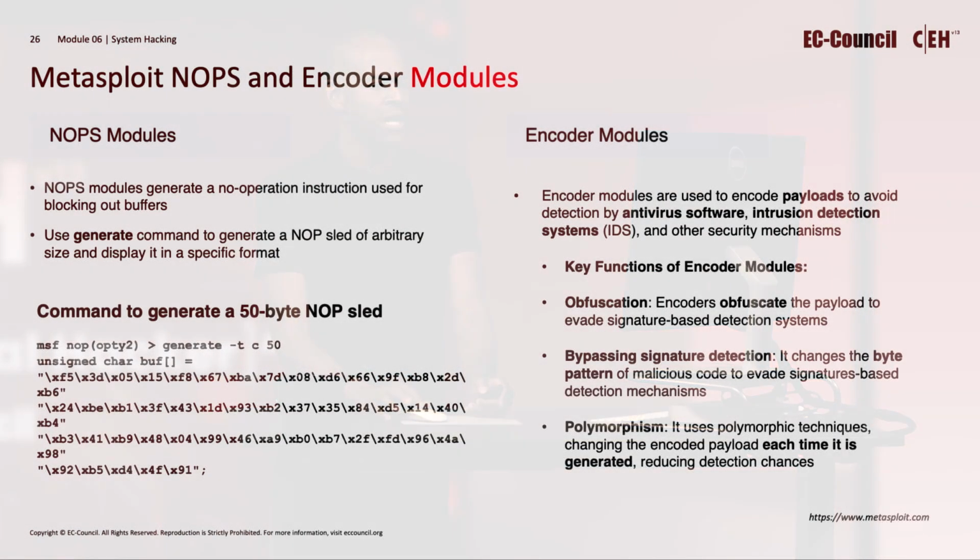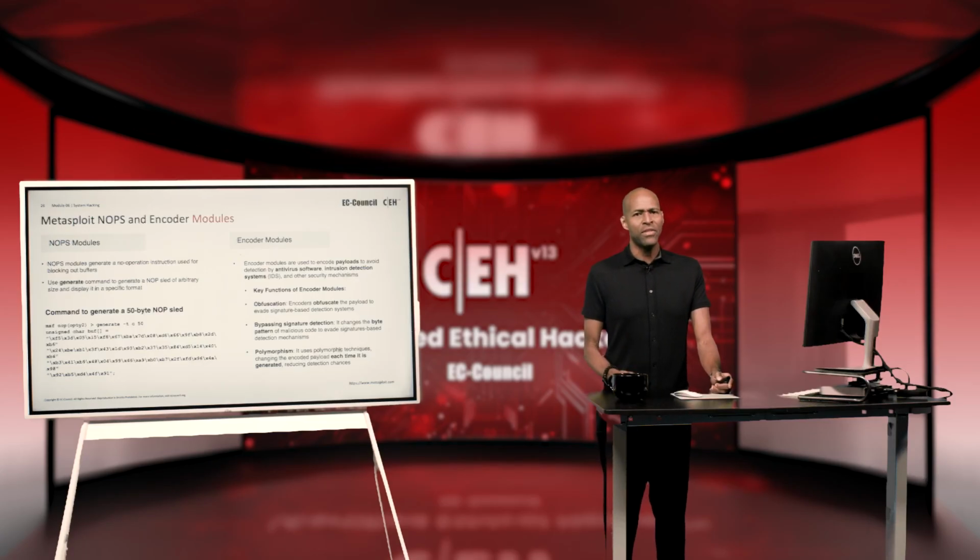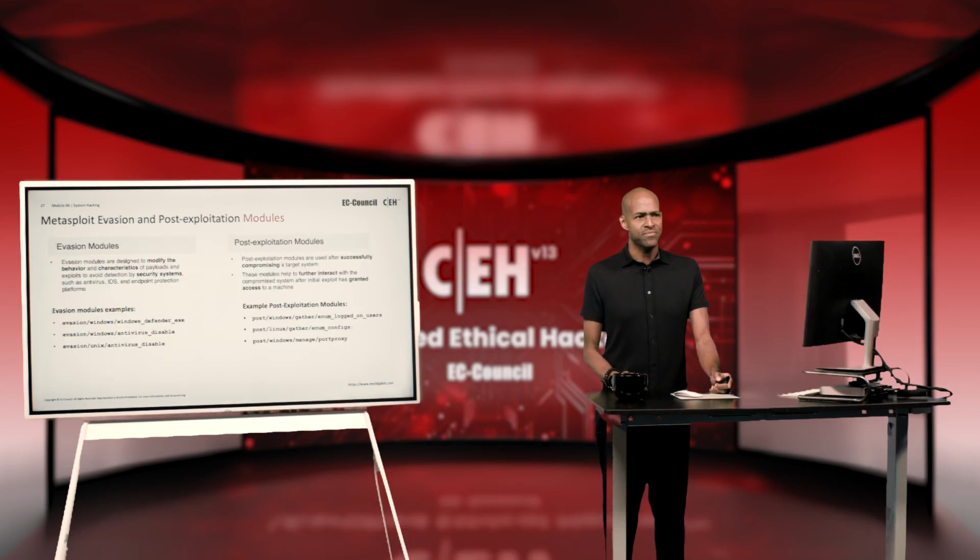With the encoder module, this helps you avoid antivirus detection, IDS detection. And so we have obfuscation that's available to hide the true nature of the exploit, bypassing signature detection, polymorphism, where each time the payload is generated, the encoder modifies the appearance of it just a little bit. What we're trying to do is avoid the likelihood of detection.